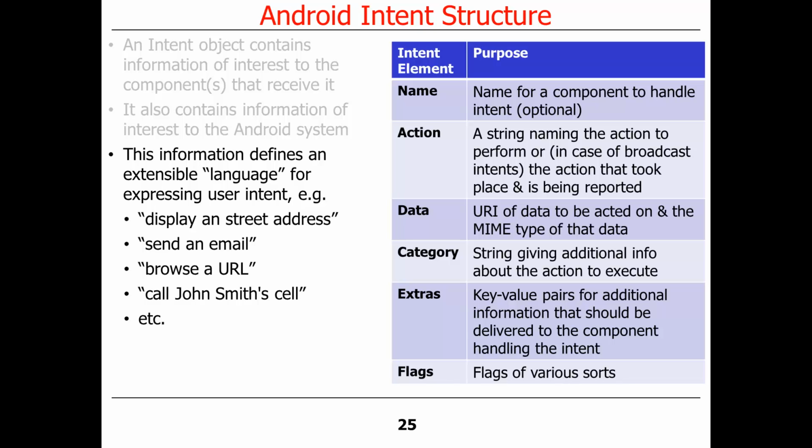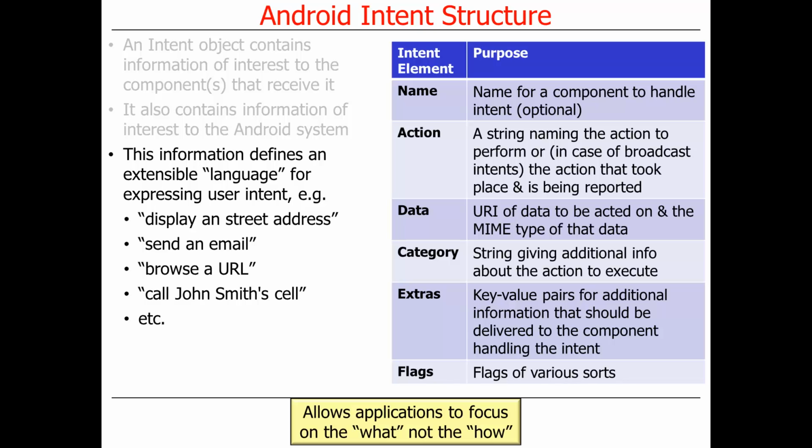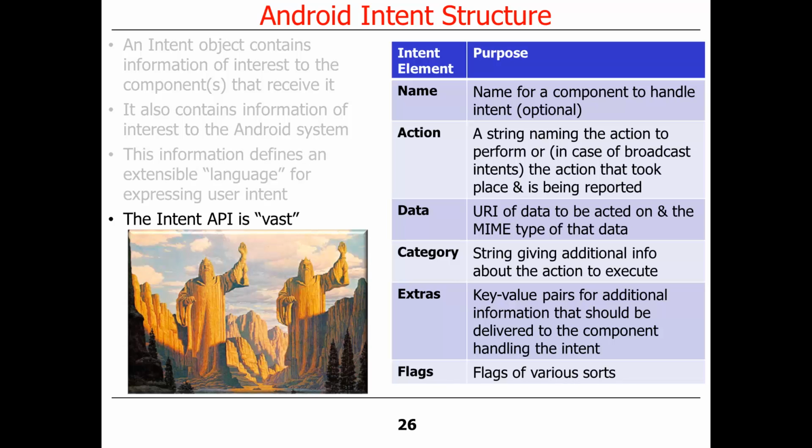And notice that this doesn't say how it gets done. This doesn't say who does it. It just says, here's what I want to have done. And that's a declarative form that's very powerful. So the focus is on the what, not the how.